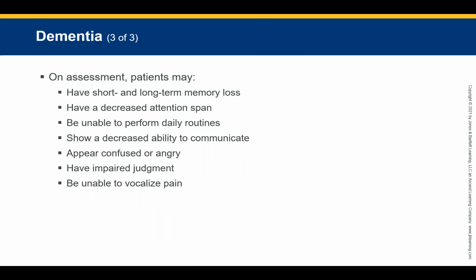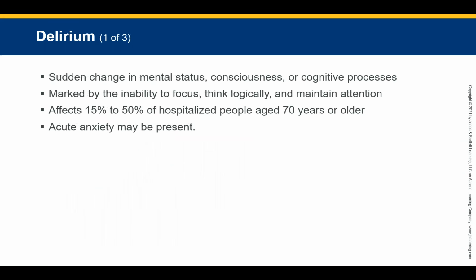So think about all those things as we start to deal with these patients. So delirium. This is a sudden change in the mental status, their consciousness, and their cognitive process. Those things change. So when we notice that they have a change in those three, we can start figuring out: is this the inability to focus? What are we thinking outside of the box? They're just radically responding to things.